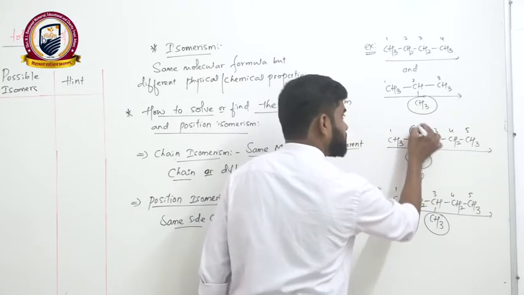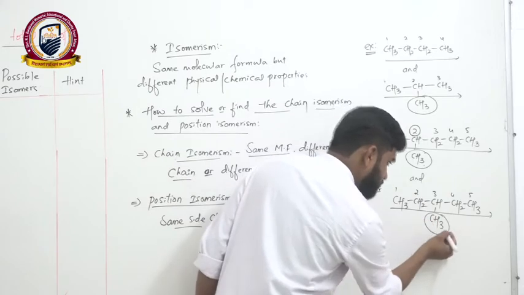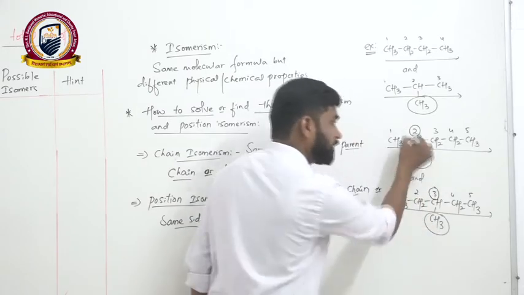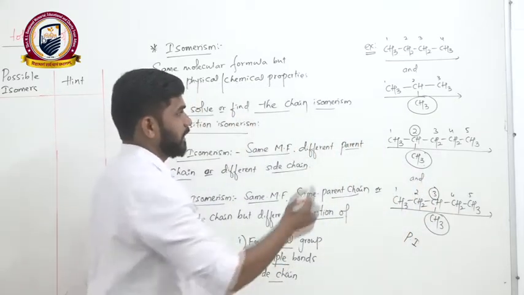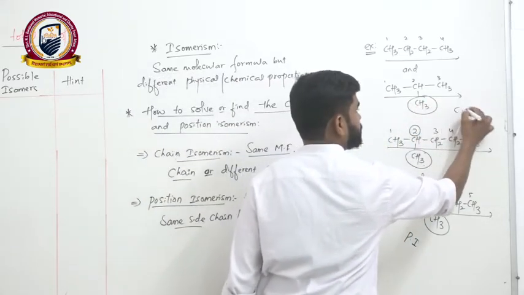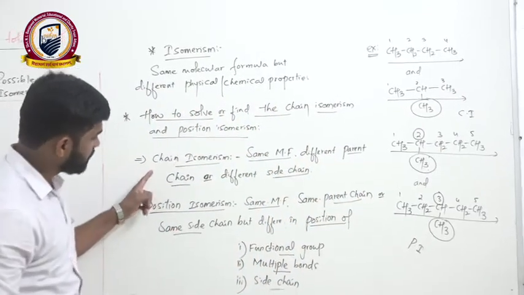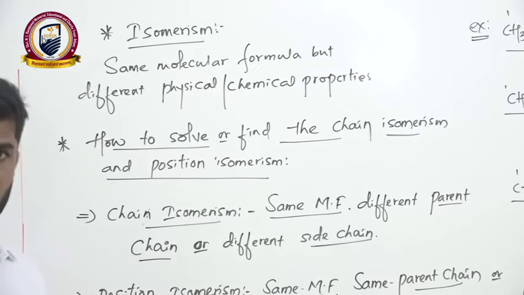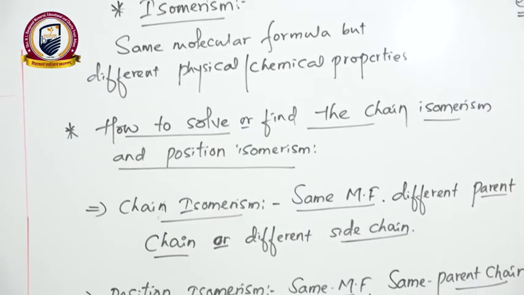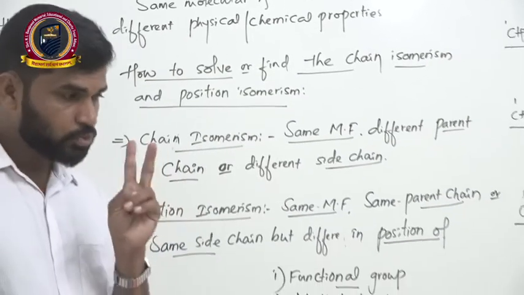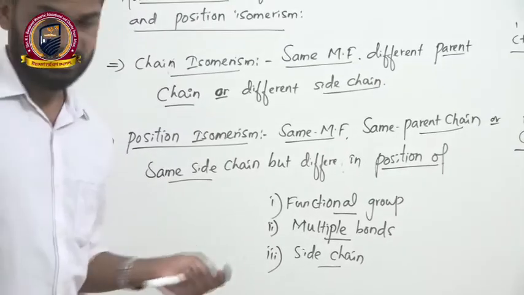The position of the side chain is on the second position. And in this compound, the position of the side chain is on the third position. Therefore, these two exhibit position isomerism. And these two exhibit chain isomerism. So these two are an example for chain isomerism and then position isomerism. So if the question gives two compounds, we must tell whether they are exhibiting chain isomerism or position isomerism. That I'll show you.